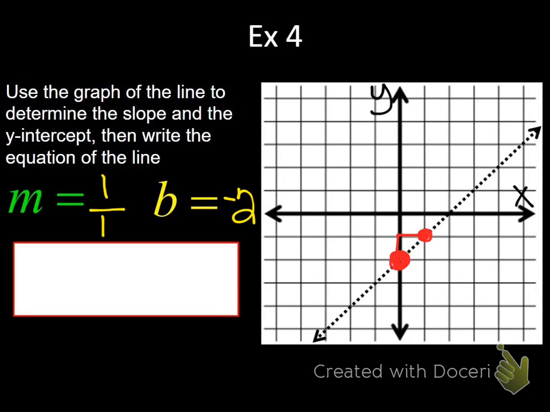So when I write my equation in slope-intercept form, what variable do I write first? Y equals 1 over 1x minus 2. And what's another way to write this? Y equals 1x minus 2. What's another way to write this? Y equals x minus 2. Nice. Good job. So either way would be okay. There are 3 different ways you could write this final answer.